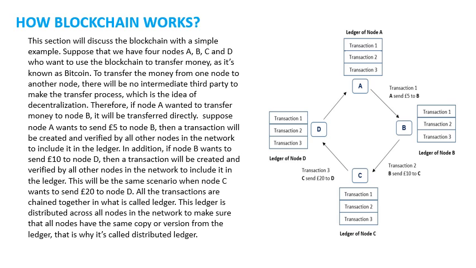All transactions are chained together in what is called a ledger. This ledger is distributed across all nodes in the network to make sure that all nodes have the same copy of the ledger. That's why it's called a distributed ledger, and it is stored in the ledger of every node.